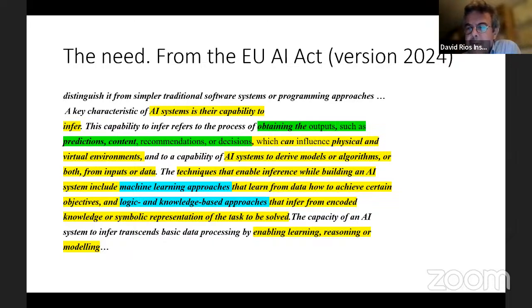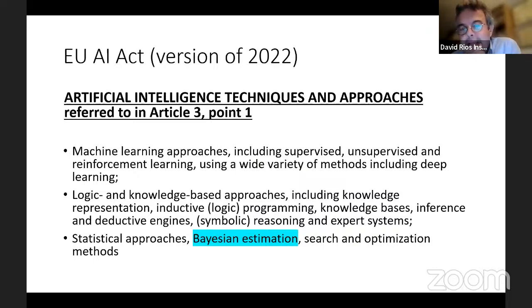As a side comment, I would like to point out an anecdote from the version of 2022. The techniques that were mentioned in 2022 were slightly different, and it's kind of nice that one of the three blocks of techniques referred to statistical approaches, and it even mentioned Bayesian estimation. I think it's the first law which mentions Bayes, but then in the rewrites of the law, that chunk disappeared. So unfortunately, no law mentions it yet.